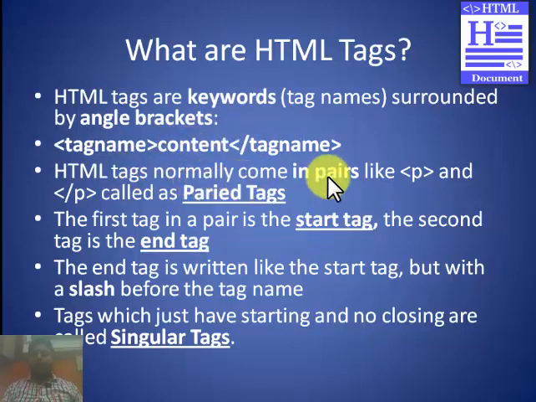HTML tags normally come in pairs, like P and its closing tag. This is called pair tags. The first tag in the pair is the start tag, and this is called the end tag. The end tag is written like the start tag. The start and the end are similar, but the difference is a slash before the tag name. Here we are using the slash.